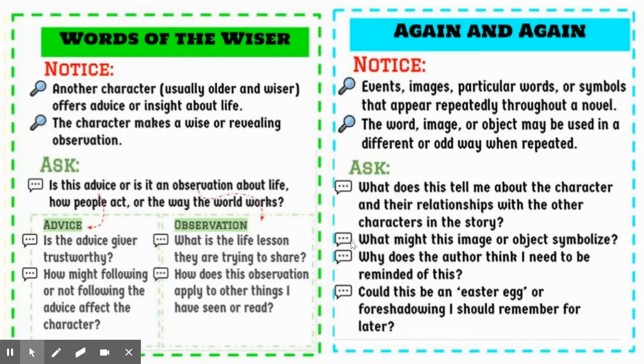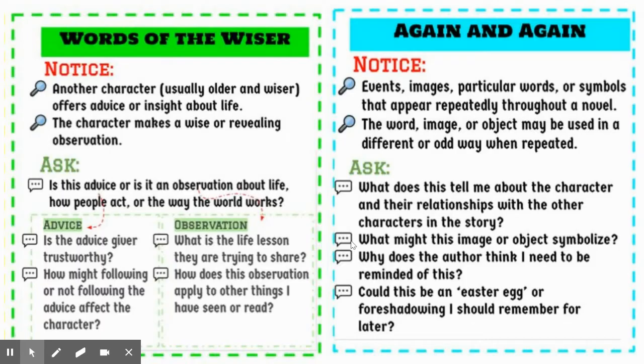All right. So let's take a look at the next two. Now we have Words of the Wiser and then Again and Again. So Words of the Wiser is really one of the easiest ones for us to find because Words of the Wiser is almost always going to show up in quotation marks.